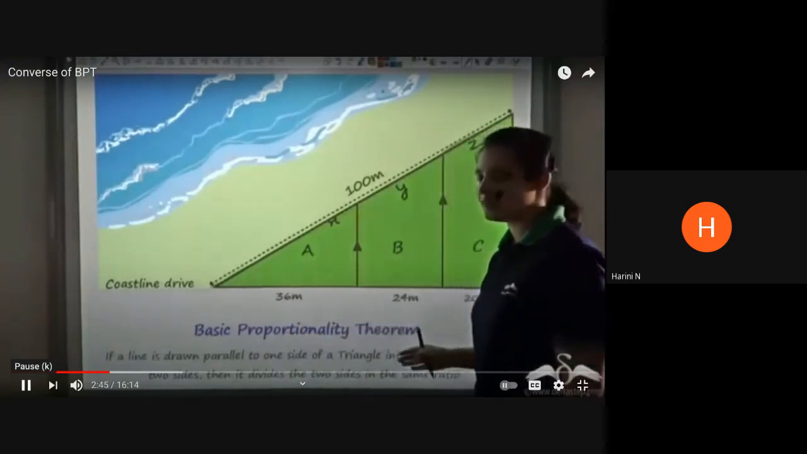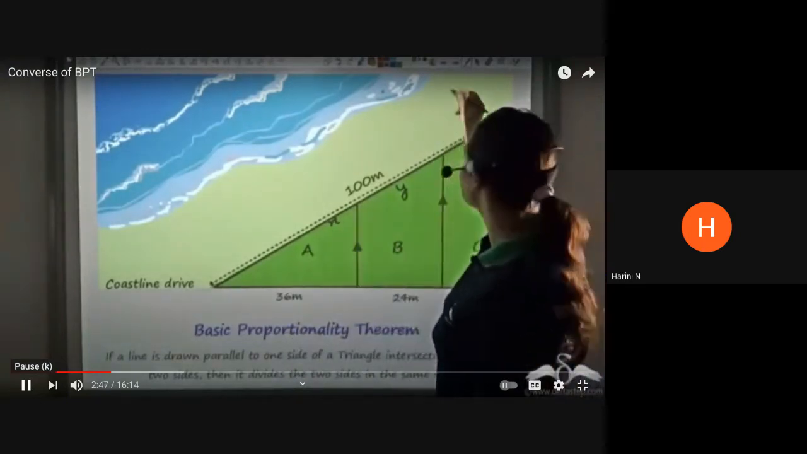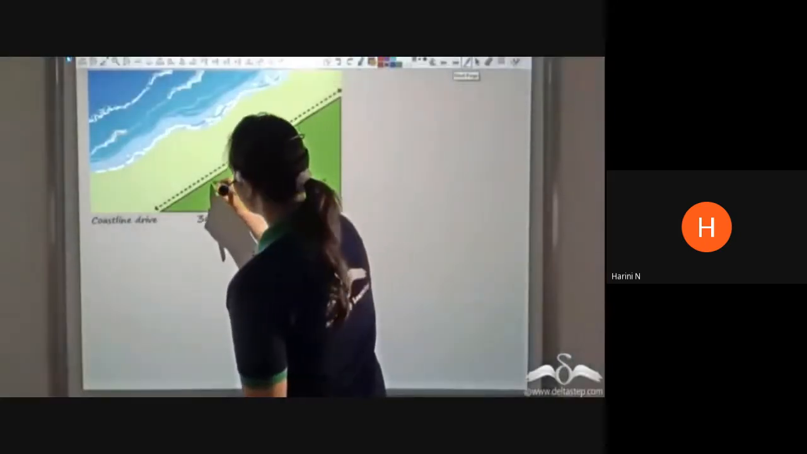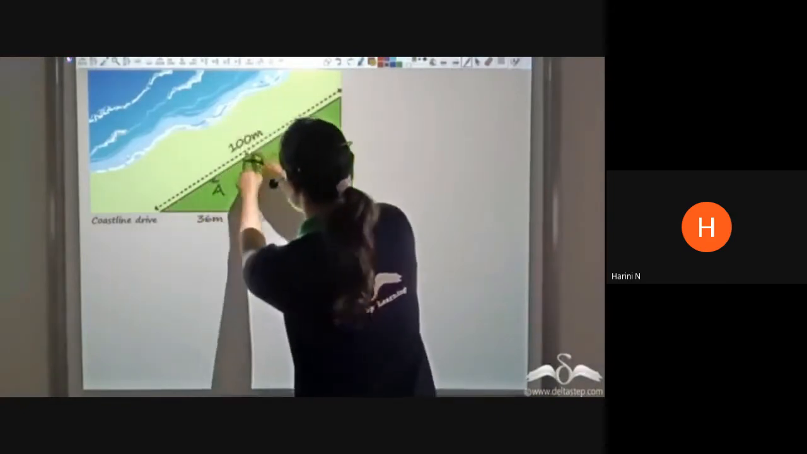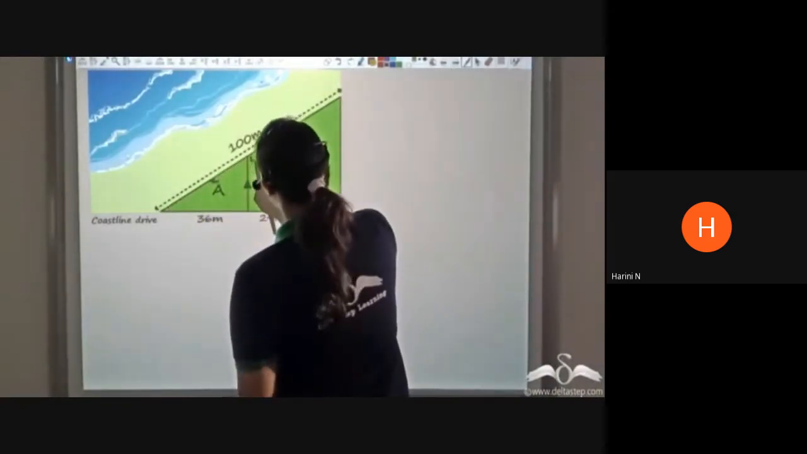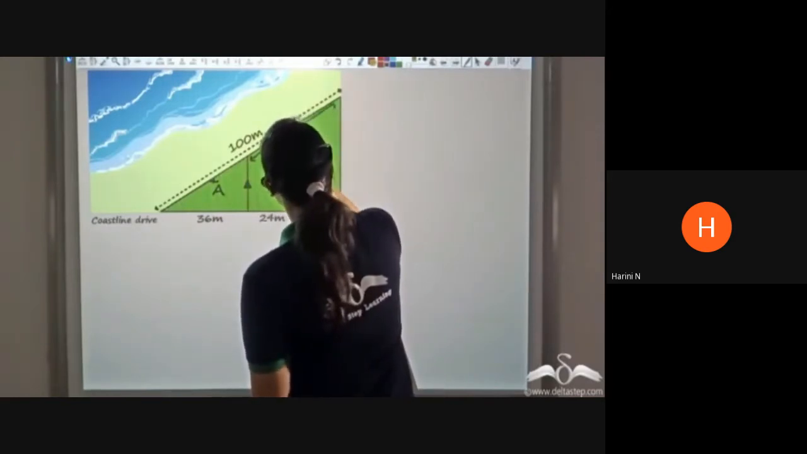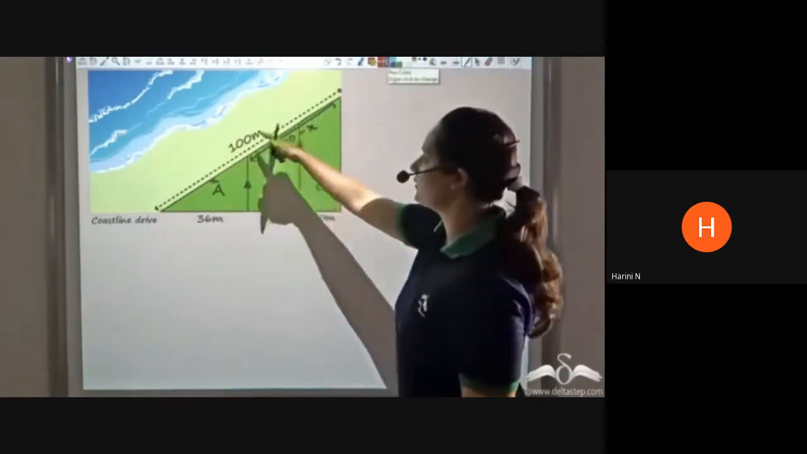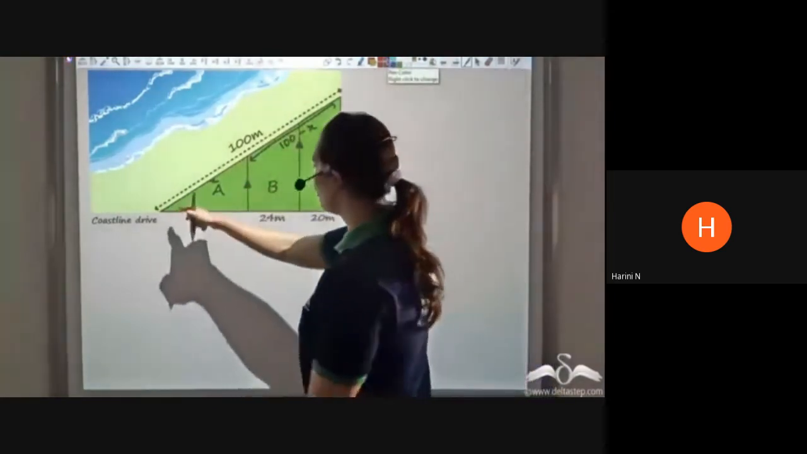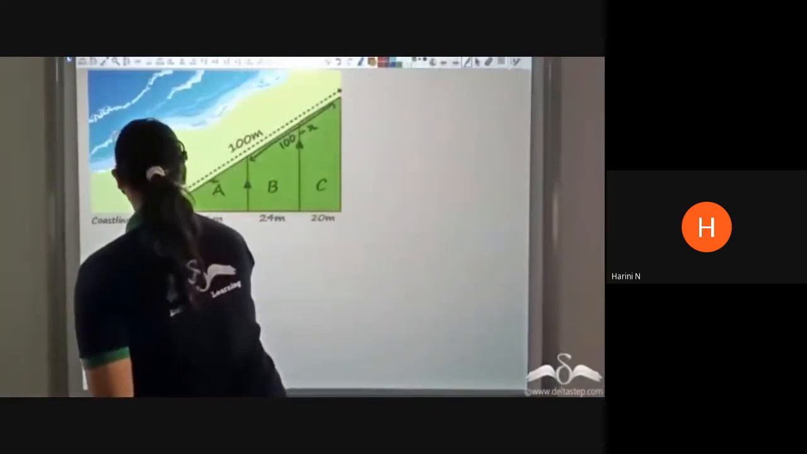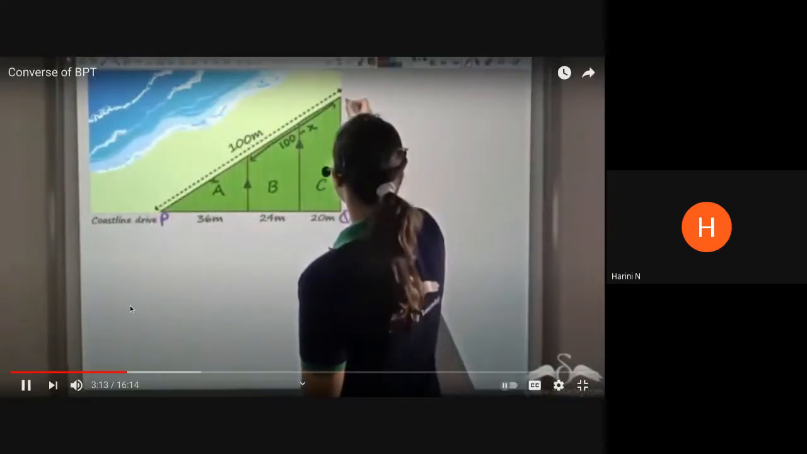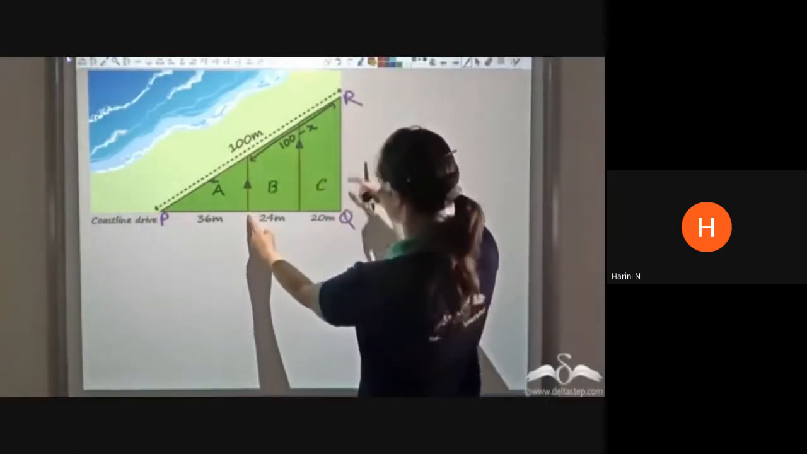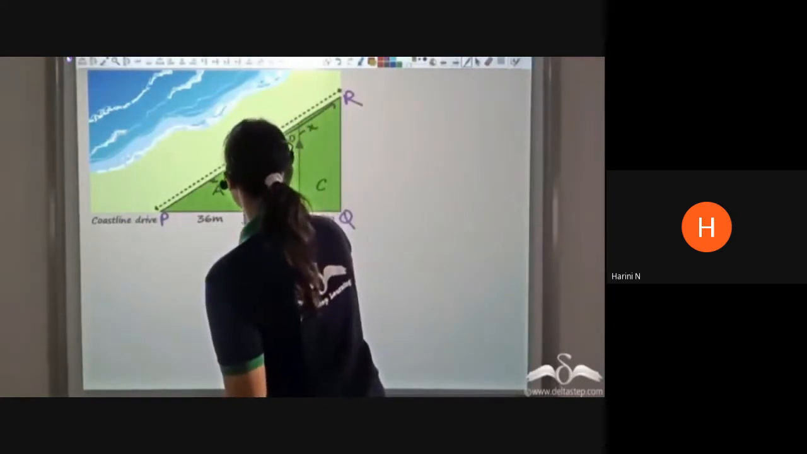So, let's use the basic proportionality theorem to find these 3 distances. So, this is what we have. Let's say this is X. If this is X, then this entire distance would be 100 minus X, because the total is 100. X plus 100 minus X should give me 100. Let's name this big triangle PQR. So let's say this is P, this is Q, this is R. And let's look at this line, which is parallel to RQ. Let's call this S and T.